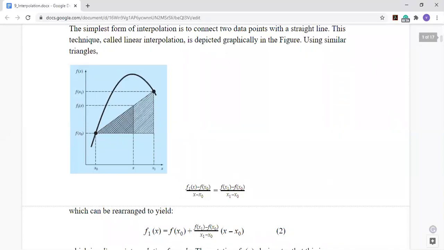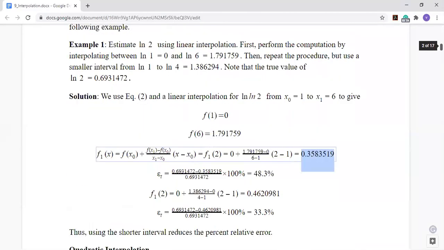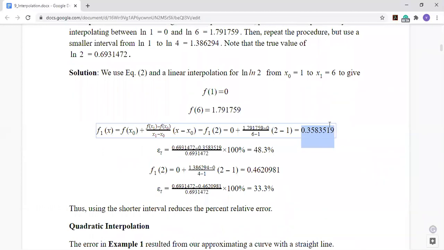So in order to be much more accurate, we need to probably use a second order polynomial, or a third order polynomial, to increase the accuracy. For linear interpolation, we got this value, but in the question, this is the true value. So we can measure the true error. The error is like 48%, which is very, very large.